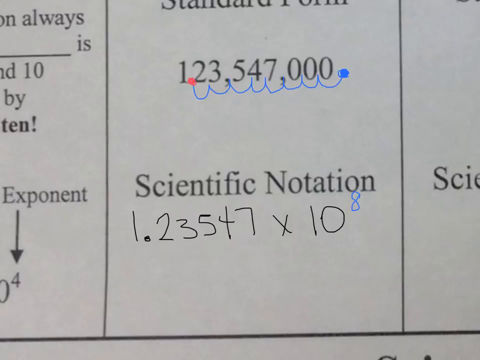Remember to write this, your coefficient, your number in front, has to be a number between 1 and 10. And then our exponent tells us how many places we moved our decimal. It's a positive exponent because we started with a very large number. This is a large number, so we end up with a positive exponent.